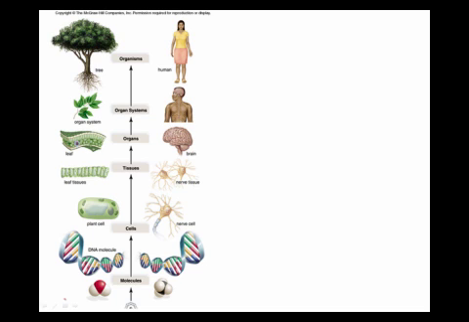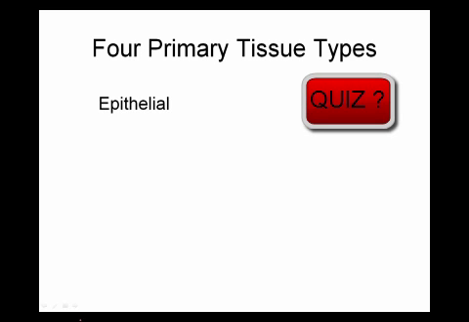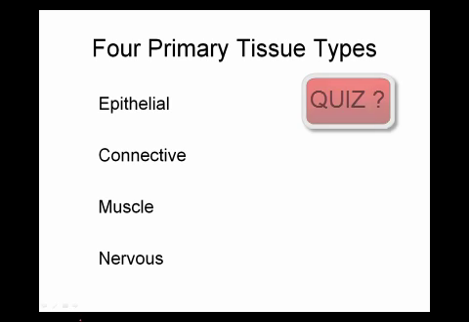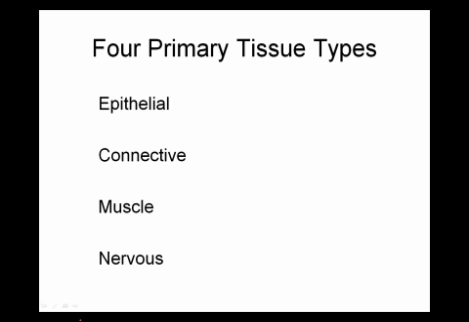We begin with atoms, molecules, some large biological molecules, and then cells. And we are currently at the tissue level of organization. A tissue is a group of specialized cells. There are four primary tissue types: epithelial tissue, connective tissue, muscle tissue, and nervous tissue. In this first lesson, we will be examining epithelial tissue.